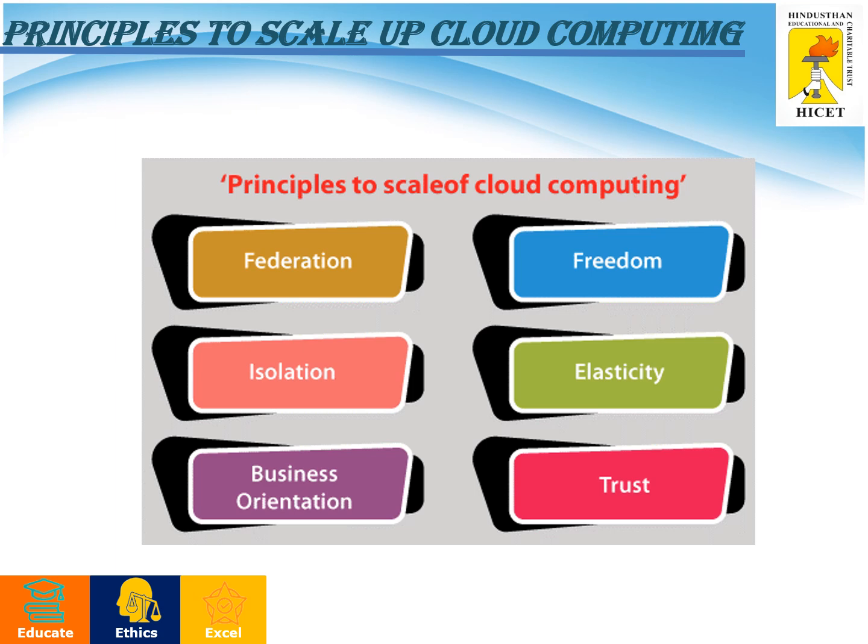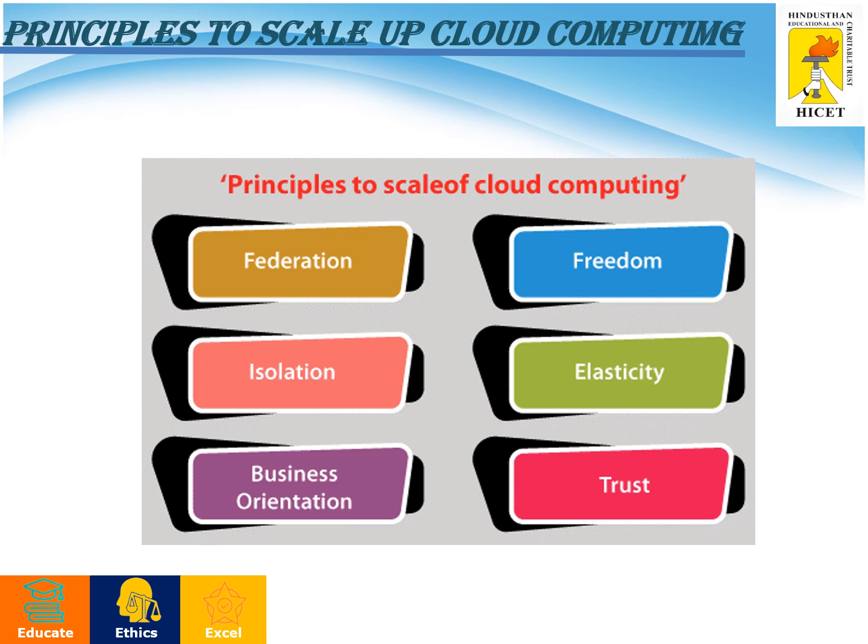The next one is business orientation. In business orientation, before moving to mission critical applications on the cloud, the companies must ensure the quality of service offered by the cloud provider. Here, the cloud service provider must also develop a mechanism to understand the exact business requirement of the customer and customize the service parameters according to the customer requirement.